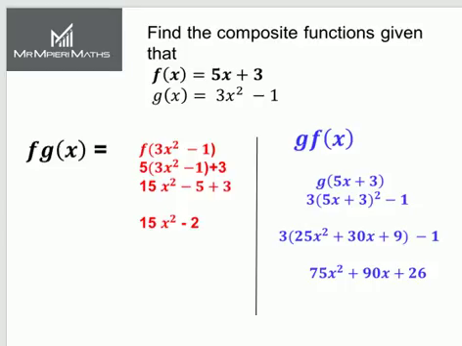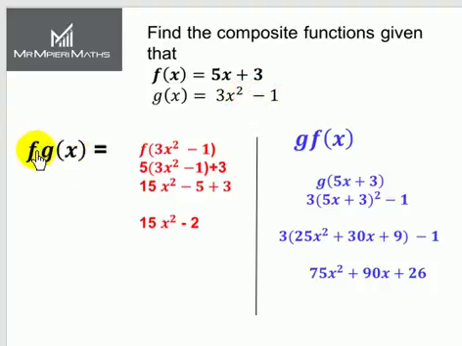Okay, let's look at our questions. The answers are here. Find the composite functions given that f of x is 5x plus 3, g of x equals 3x squared minus 1.